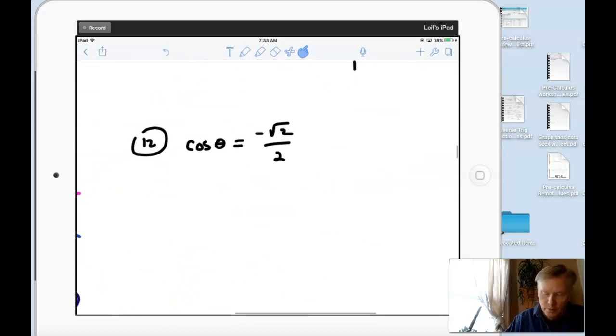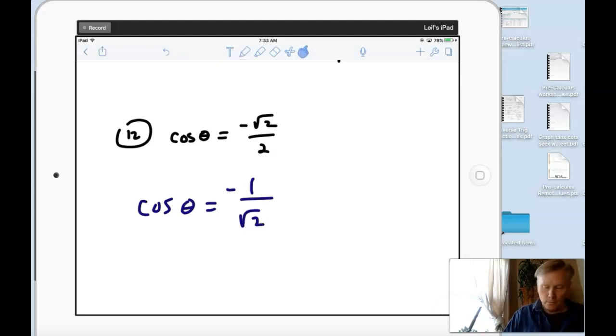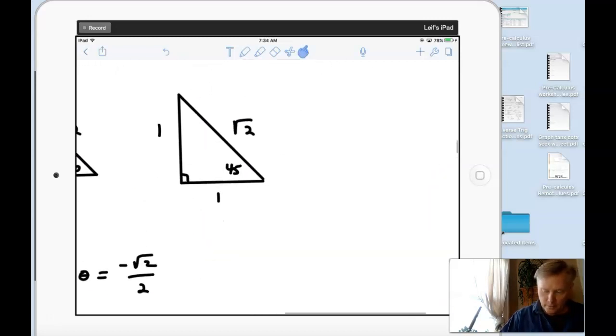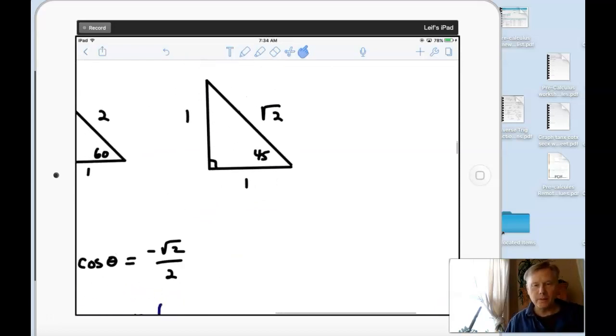Okay, next one, number 12. Same thing, right? Negative square root of 2 over 2 is the same as 1 over the square root of 2. Which means that my reference angle is going to be 45 degrees, because that would be the triangle right there. 1 over the square root of 2. Forget the negative part. When you're looking at that, it's just what's the angle. 1 and the square root of 2 would give you 45.